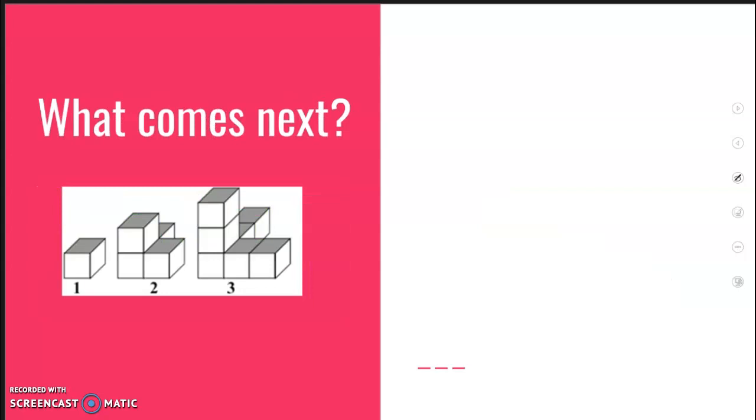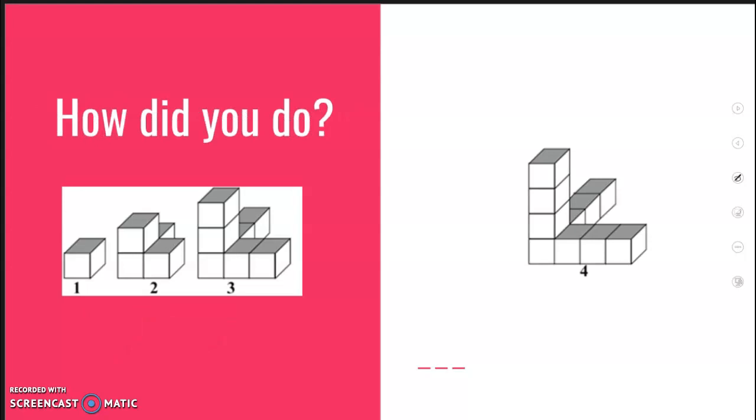Here's the next one. Let's see if you can take some time to identify what's happening as we move from one figure to the next. Then use that to make a prediction as to what figure 4 might look like. How'd you do? Hopefully you noticed that we were adding one block to the top, one block to the back, and one block to the right side every single time.